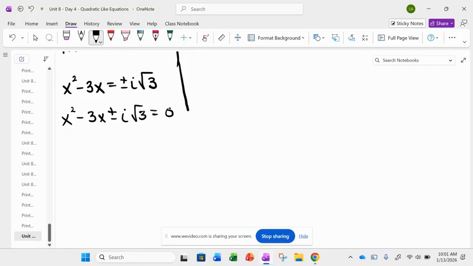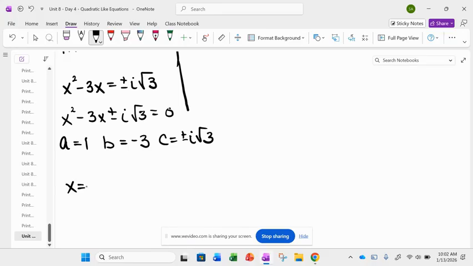And we're actually allowed, instead of doing the quadratic twice, which would be a pain, to just do the quadratic using plus or minus. And I'll show you what I mean. We're going to have a is equal to 1, b is negative 3, and c is plus or minus i root 3. So instead of doing c as a positive i root 3 and then c as a negative i root 3, we're allowed to just use it as one.